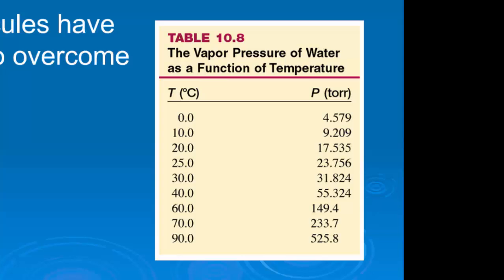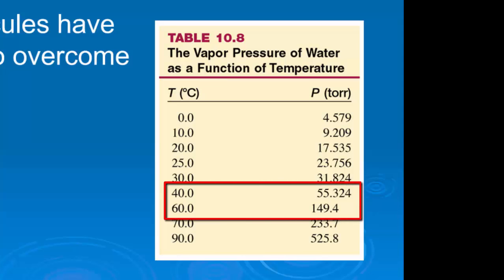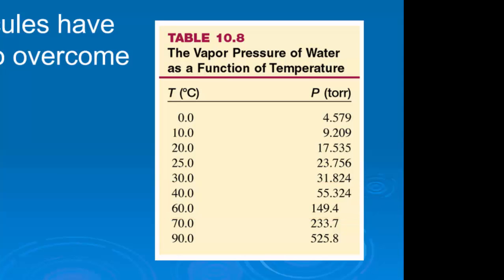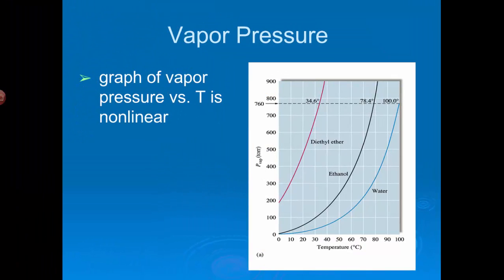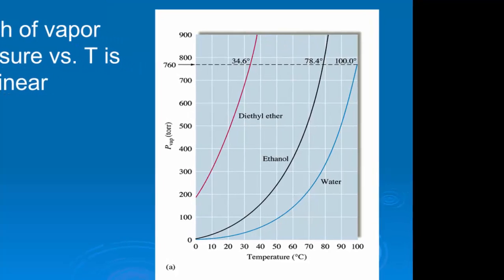Look what happens between 40 and 60 degrees. Between 40 and 60 degrees, the vapor pressure almost triples. So what's going on at that particular temperature? Well, at that point, you've reached the point at which you're breaking hydrogen bonds much more efficiently, from 40 to 60 degrees Celsius. And from there, it goes up pretty steeply. You'll also notice if I were to graph this, that it's not a linear function. It's nonlinear, and that has to do with the interaction of molecules with each other.